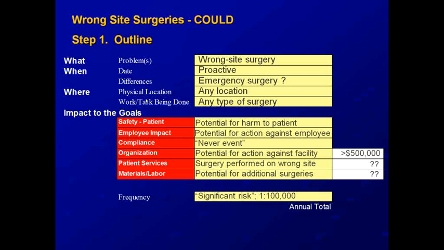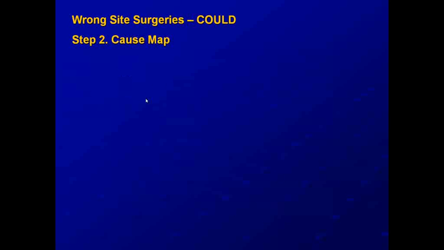Wrong site surgeries have been found to present a significant risk to healthcare facilities. Specifically, a study by the AHRQ has determined that the risk of wrong site surgery is about 1 in 100,000. The annual total for wrong site surgeries is unknown, so we can capture that as a question mark. Once we have captured the impacts to the goals, we can begin on step 2, our cause map.